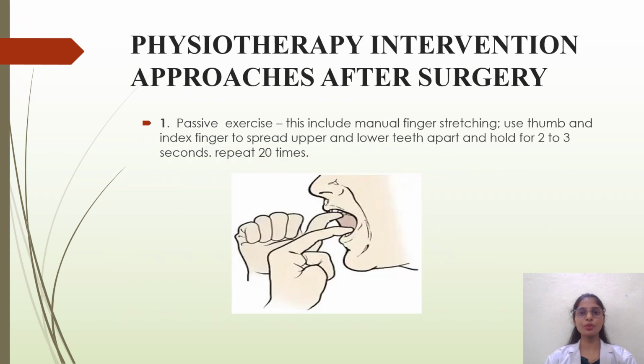Post-surgical care is very important in physiotherapy intervention, and we start with passive exercises. Passive finger stretching exercises include manual finger stretching. Use the thumb and index finger to spread the upper and lower teeth apart and hold for 2 to 3 seconds. Repeat 20 to 30 times.